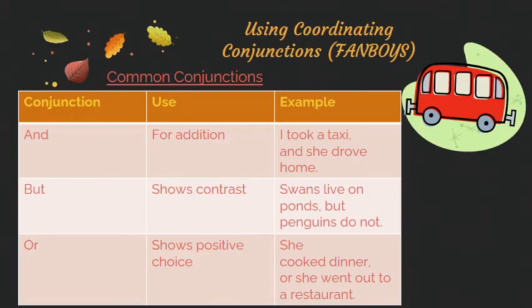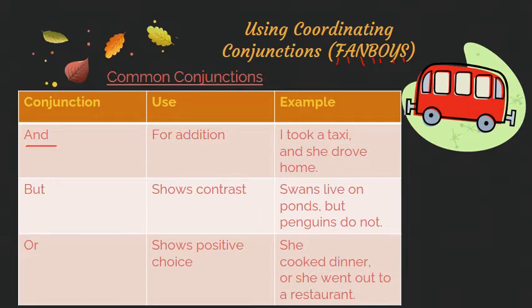Now let's get introduced to the coordinating conjunctions, the FANBOYS. As I said before, the word FANBOYS is not one word. It's made of the first letters of every conjunction: F for "for," A for "and," N for "nor," B for "but," O for "or," Y for "yet," and S for "so." Let's see now every FANBOY and its function.